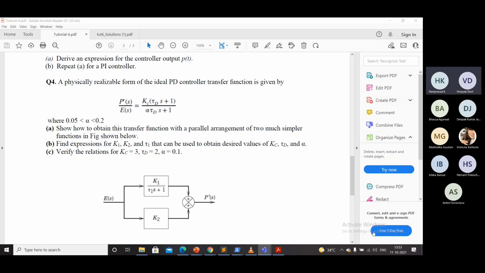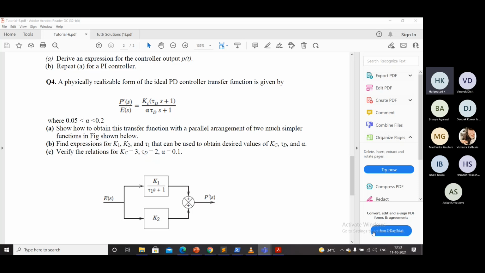The problem is really very straightforward. All we have to do is add the transfer functions given in the figure and then compare it with the form which is given in the question. Then we can get the desired values of alpha, tau d and Kc. Okay, cool.